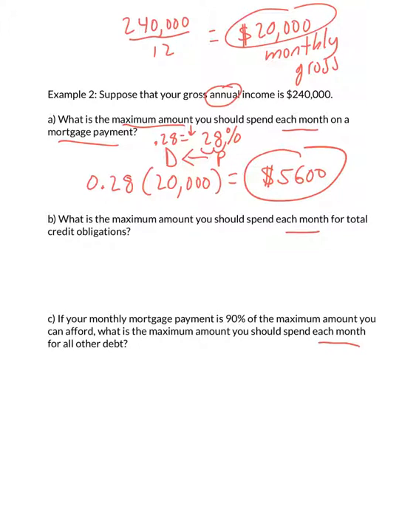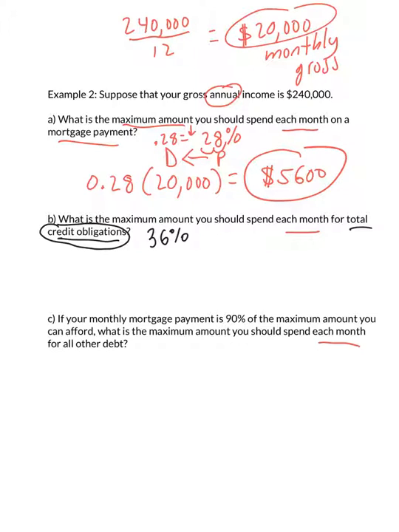Part B, what is the maximum amount you should spend each month for total credit obligations? So for all your credit obligations, financial advisors suggest that you can spend up to 36% of your gross salary on all your total credit obligations each month. And again, it's just another percentage they're going to expect you to know come homework and come test time. So as soon as you see the phrase total credit obligations, you should immediately think 36%.